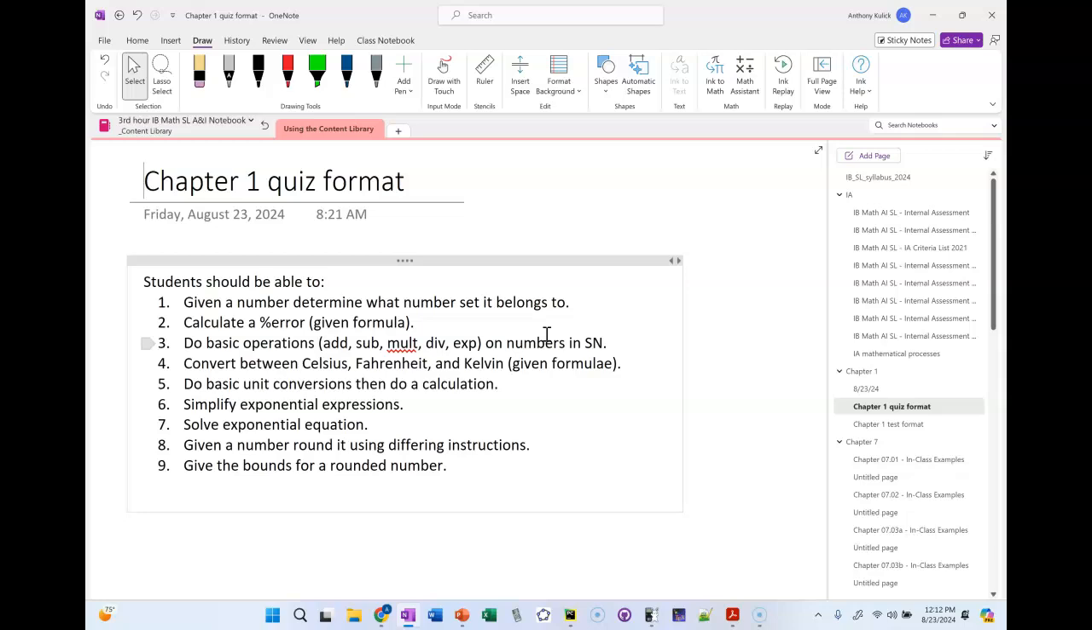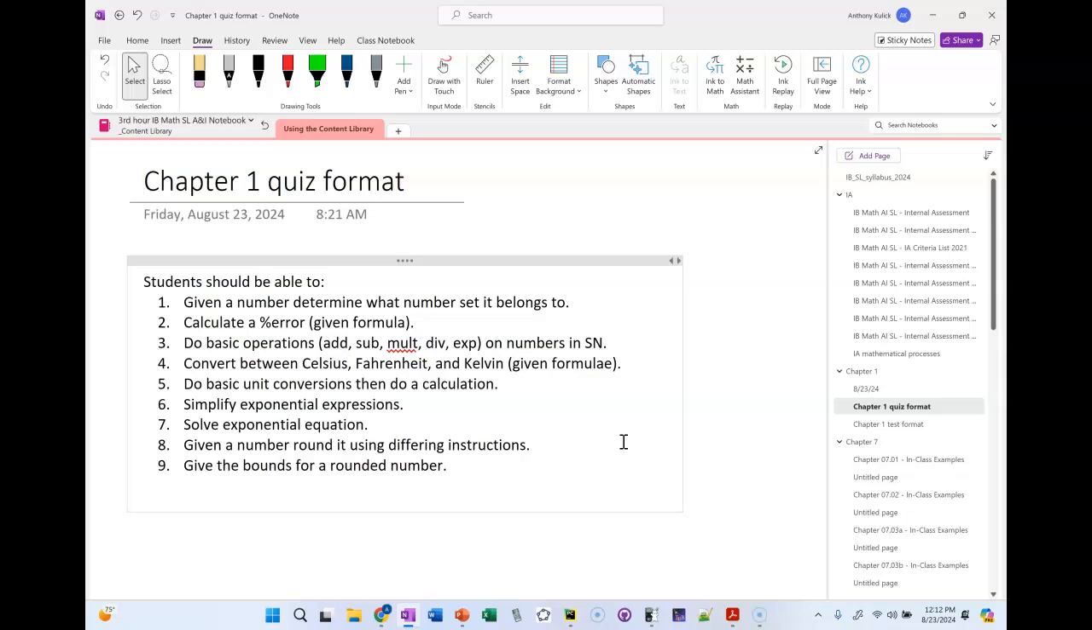Okay. You should be able to simplify exponential expressions like x squared times y cubed, all to the fifth, or something. You should be able to solve an exponential equation like some of the stuff we just did a second ago, where you can use a logarithm or you can rewrite as a logarithmic equation or whatever. We've seen a couple of ways to do that. You should be able to take a given number and round it depending on the instructions, like to 3 significant figures or to the 10th place or 4 decimals or, you know, whatever I might say.